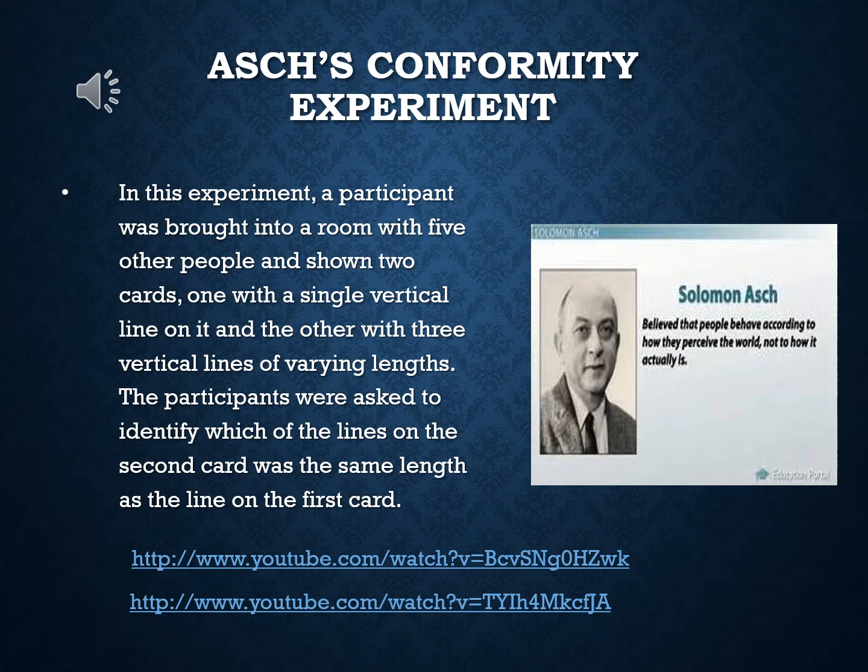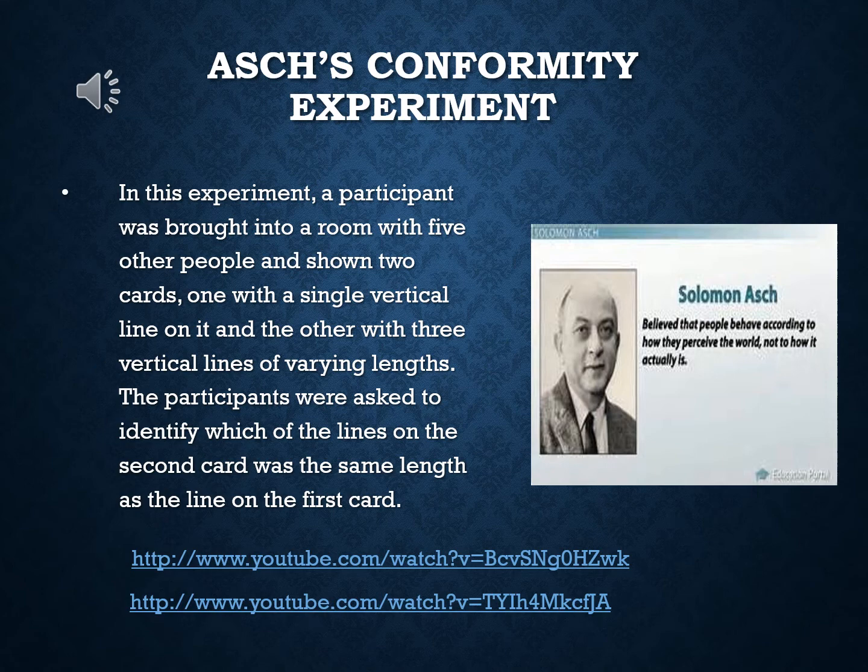Okay, Asch's conformity experiment here. Conformity is described as a person's attempt to behave so as to coincide more closely with a group standard. In this experiment, a participant was brought into a room with 5 other people and shown 2 cards, one with a single vertical line on it and the other with 3 vertical lines of varying lengths. The participants were asked to identify which of the lines on the second card was the same as the line on the first card.